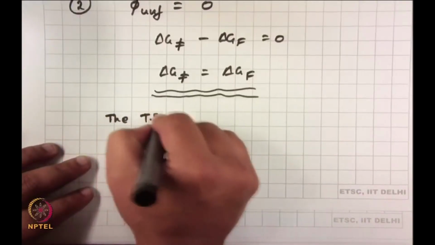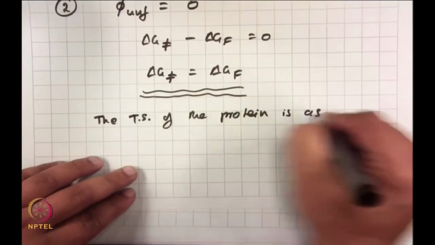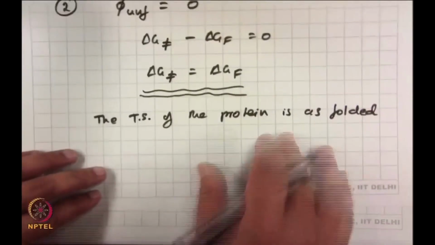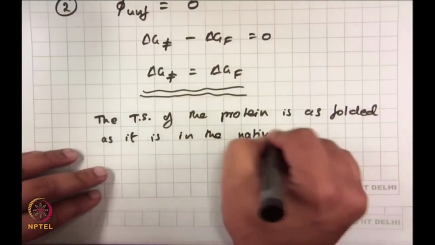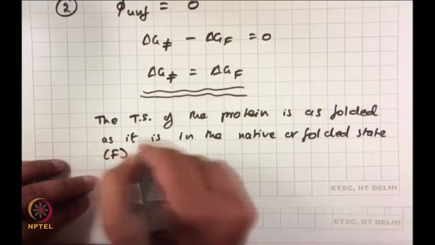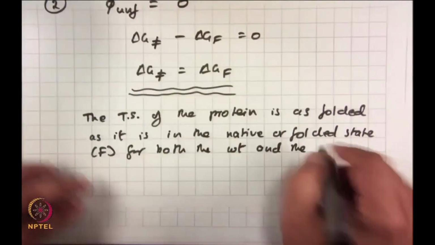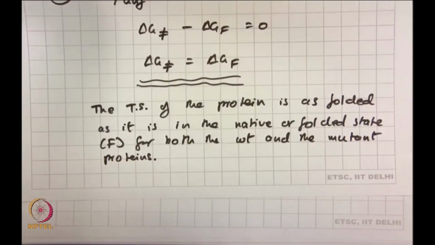So, then what we can write here is the transition state of the protein is as folded as it is in the native or folded state F for both the wild type and the mutant proteins. Okay. Tell me, is the difference between these two clear to you?